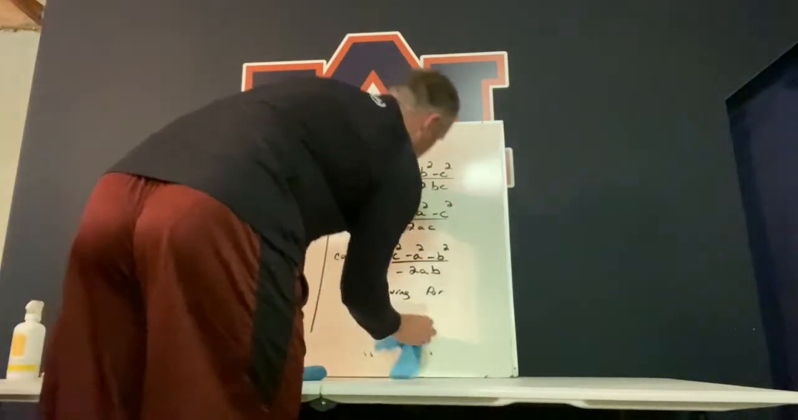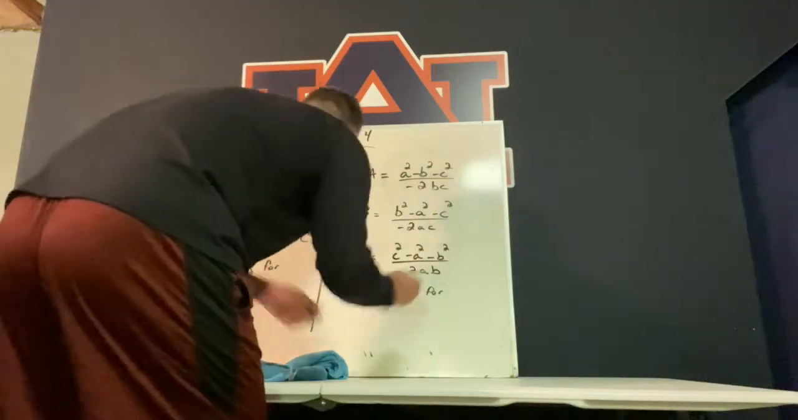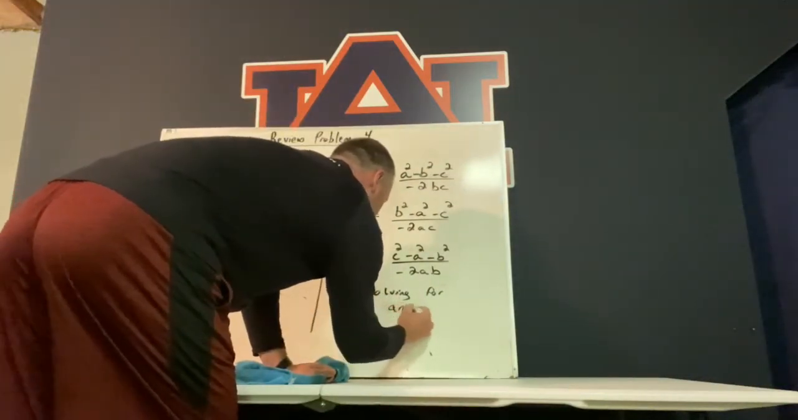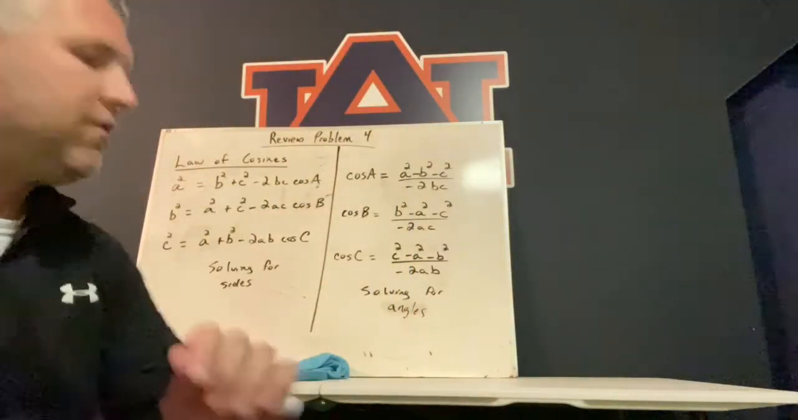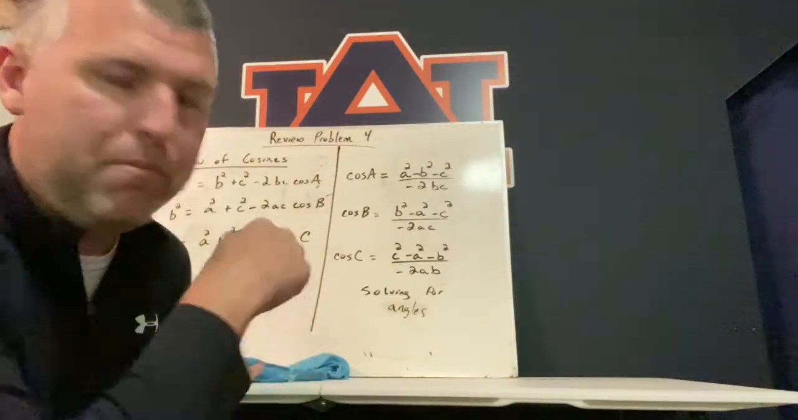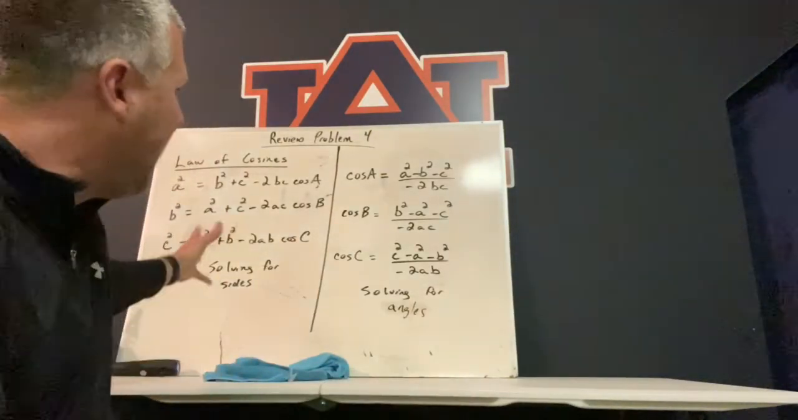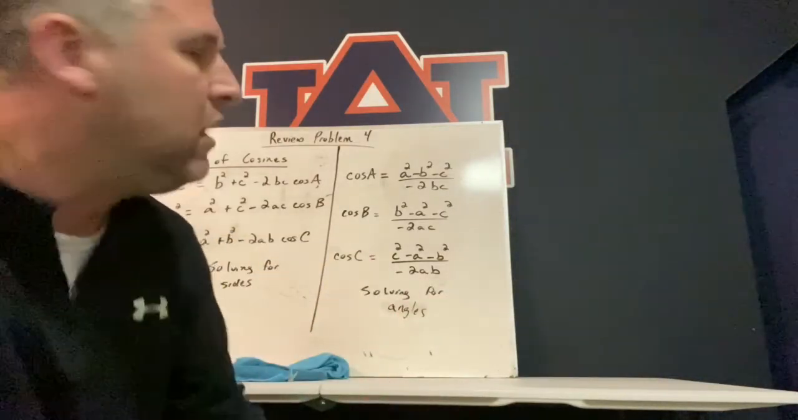That's for solving for angles. Sorry about that. Glad I caught that. So that's for solving for angles. The solving for sides was given. Bam, here's the formula. And then we kind of derived that. We just manipulated the original formula.